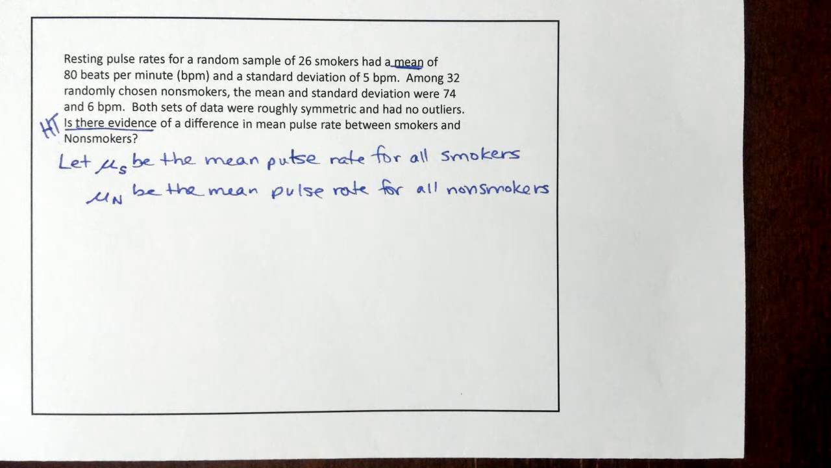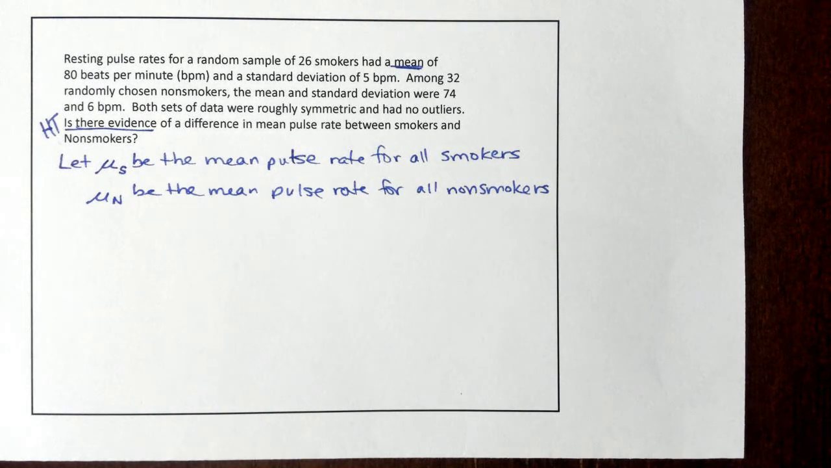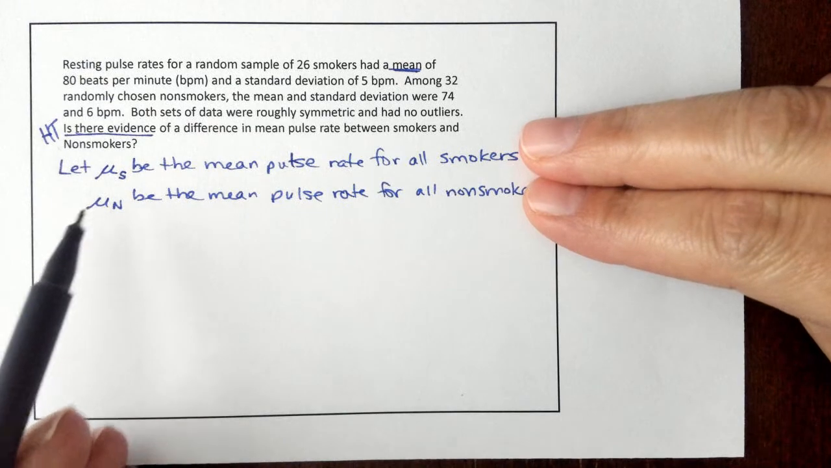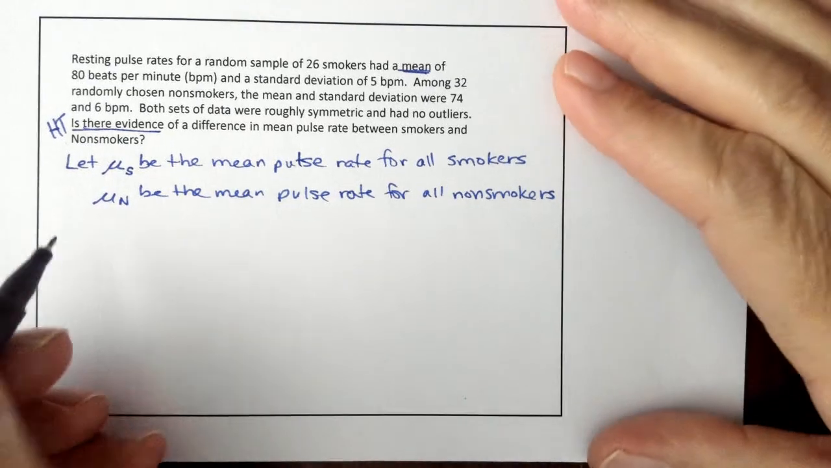If you put Y bars in your hypotheses, or if you put statistics in your hypotheses, if you start talking about 26s and 32s and 80s and 5s, if you start throwing those numbers in here with Y bars and S's and N's, you can kiss your point for hypotheses goodbye. It's not going to happen. Okay, these have to be correct, which means you define your parameters. Parameters are just mu's. They're Greek letters in mean world. And you write your hypotheses.